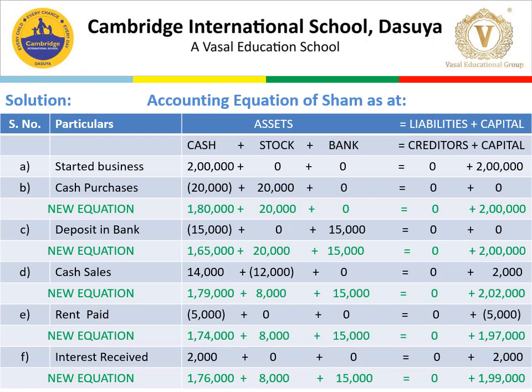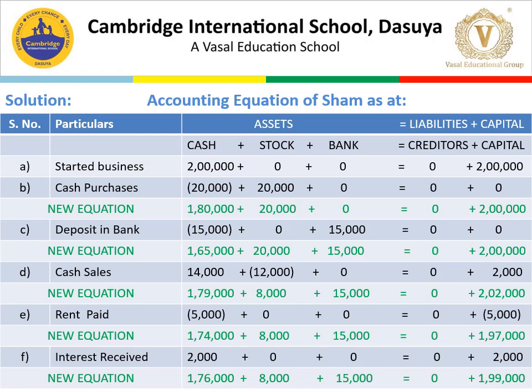Next is cash sale. Goods costing rupees 12,000 sold for 14,000. So 12,000 will be deducted from stock, 14,000 will be added in cash, and the profit of rupees 2,000 is ultimately added in the capital. The new equation would be cash 1,79,000, stock rupees 8,000, bank balance 15,000, and the capital will be 2,02,000.